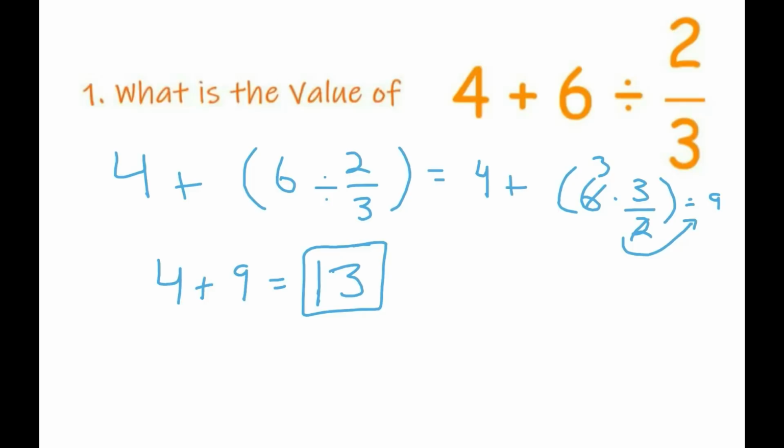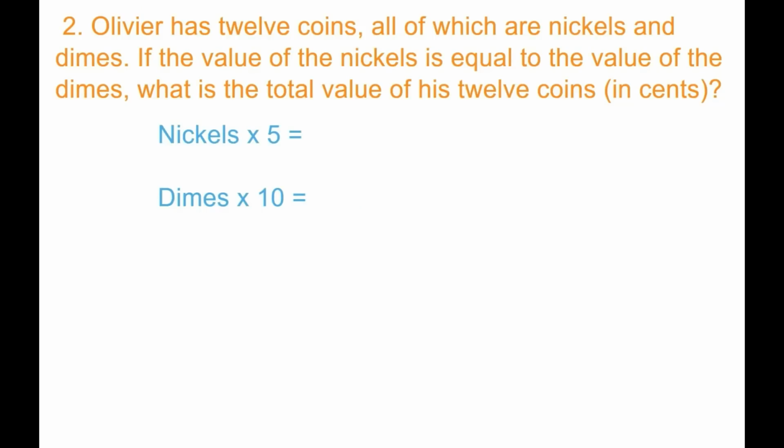Let's move on to problem number 2. Oliver has 12 coins, all of which are nickels and dimes. If the value of the nickels is equal to the value of the dimes, what is the total value of his 12 coins in cents? Let's say there are n nickels. Well, each nickel is worth 5 cents, so the total value of the nickels is 5n. The problem states that the value of the nickels is equal to the value of the dimes, so we know that the value of the dimes is also 5n.